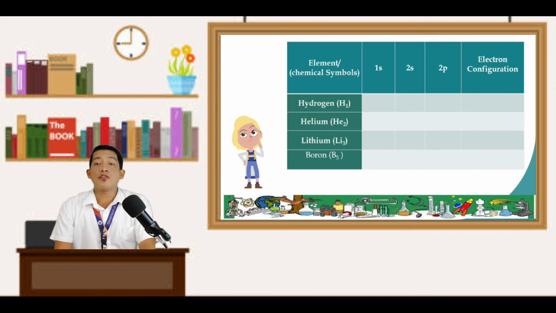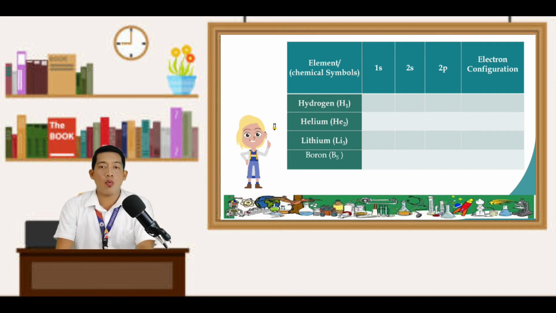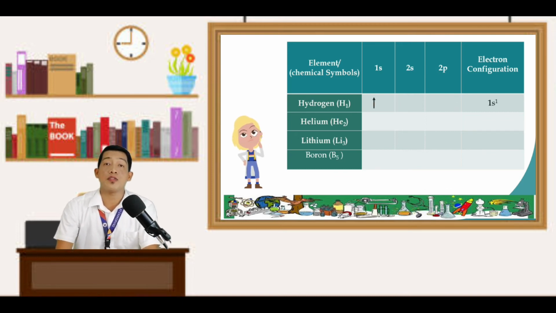The table shows how the electrons are arranged. We have a set of elements, namely hydrogen, helium, lithium, and boron. As you can see, based on the energy levels 1s, 2s, 2p, we have the electron configuration or orbital diagram. For hydrogen, 1 arrow, one electron. That's why 1s1, with the 1 corresponding to its exponent.